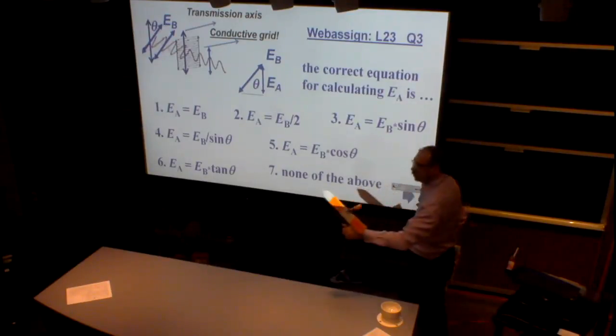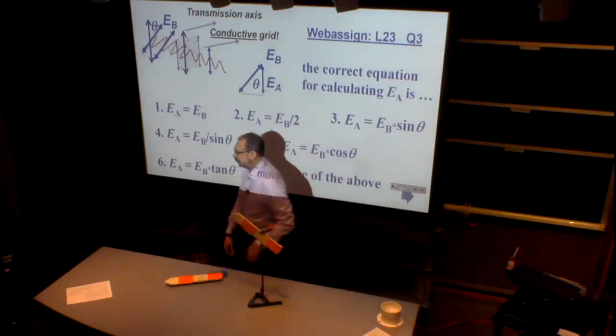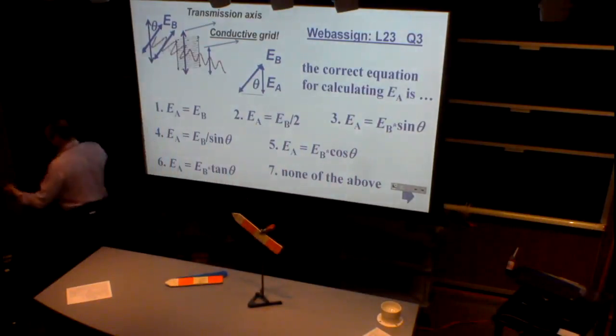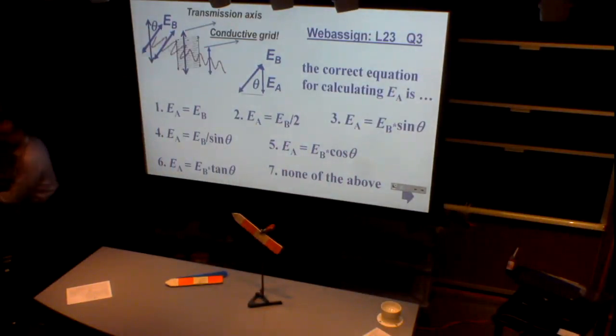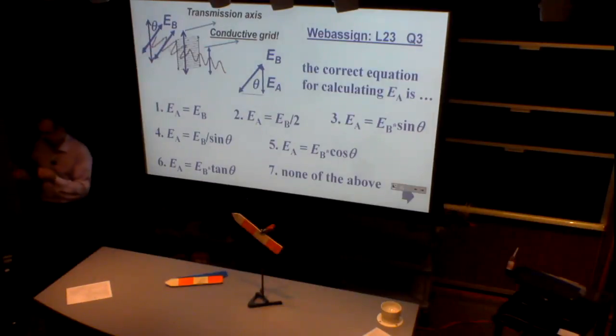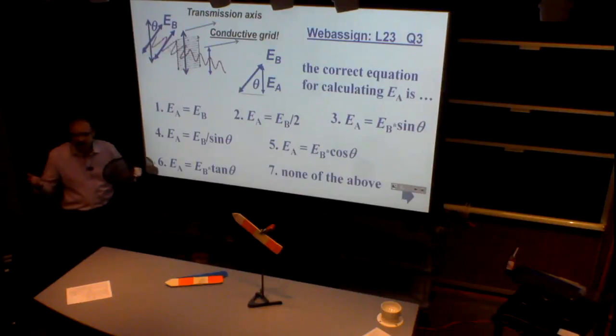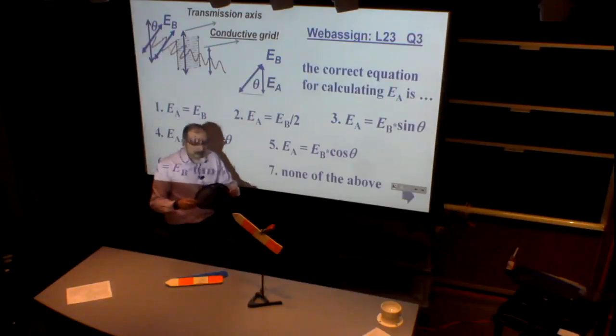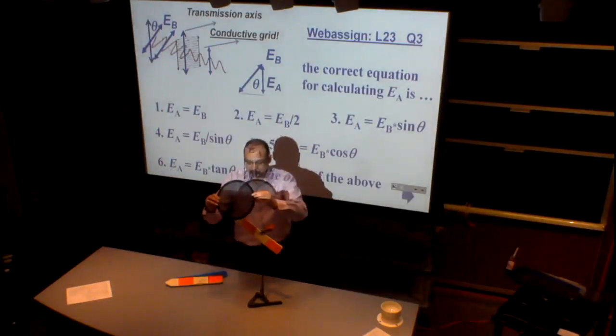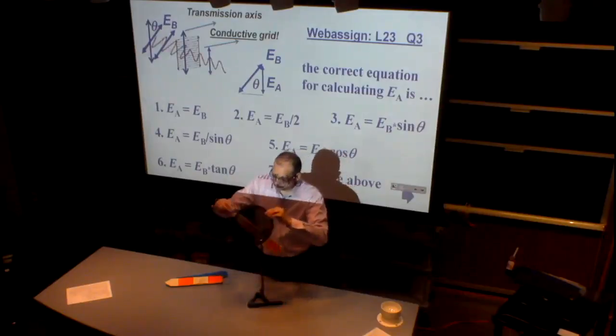We don't need to see an actual device. Again, a device looks like this. It's not a conductive grid. We don't see any aluminum rods. But it's a transparent material which has relatively long molecules which act like wires in a similar way. So this is a device which has a transmission axis in this direction.